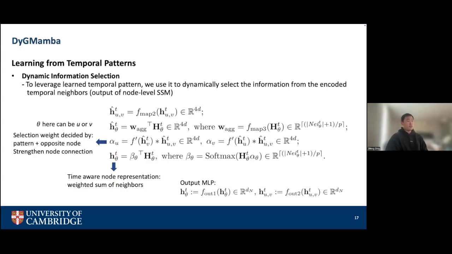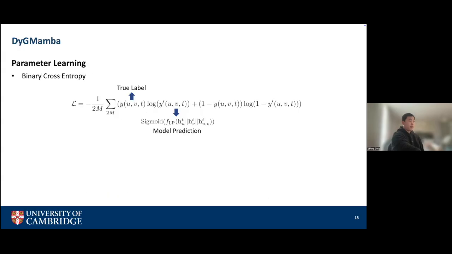After we get this time-aware node representation, we input it into another output MLP to increase the model's capacity. For parameter learning, we just use the binary cross entropy, which is a very standard loss function. And we derive an MLP-based model prediction network, a feed-forward neural network, to get the probability of the existence of a potential interaction.